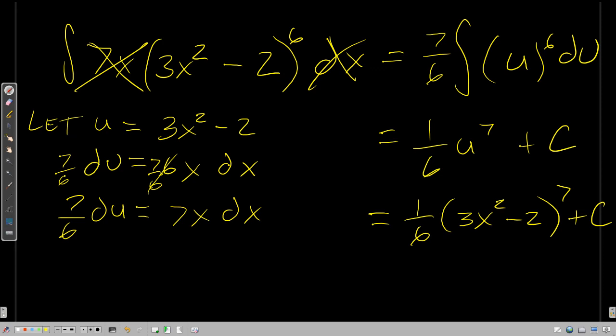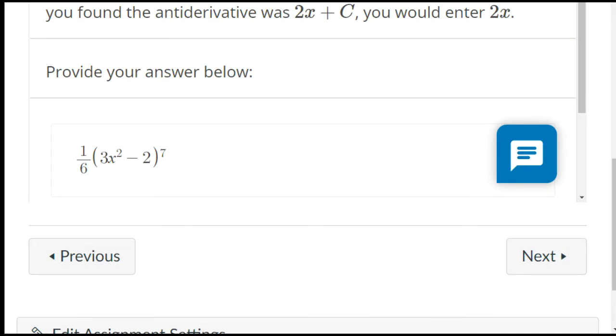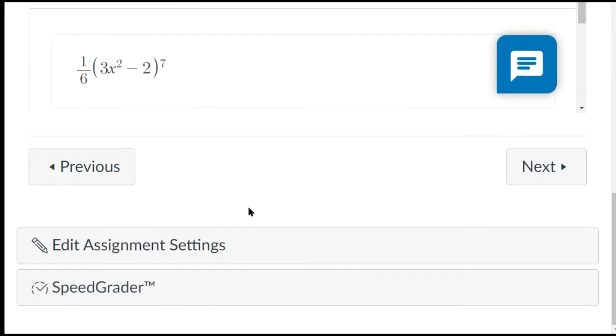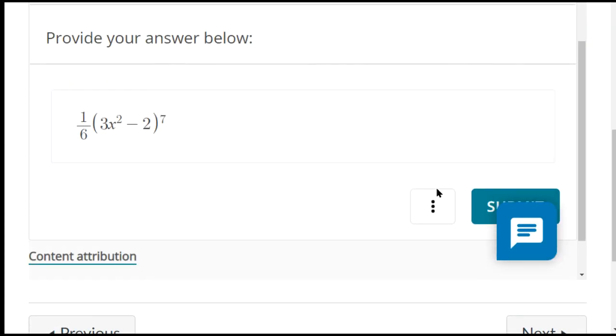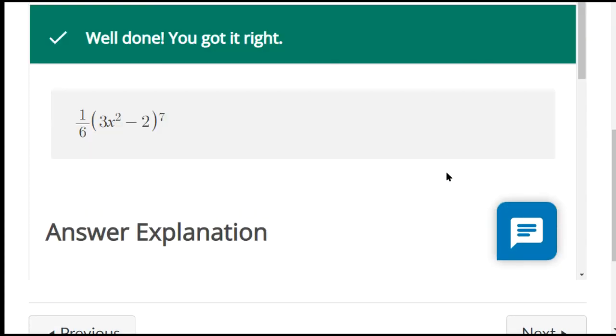And you can always take a derivative of that thing and make sure that it's giving you the same thing you were trying to integrate. If so, then you know that you had the right antiderivative.